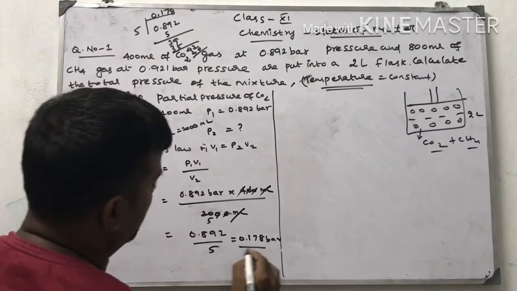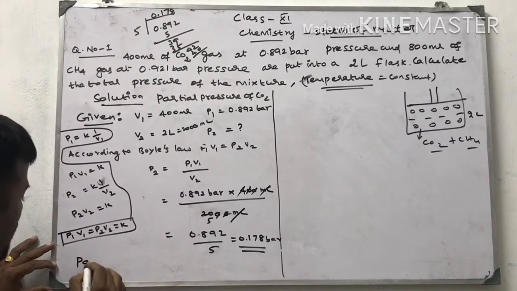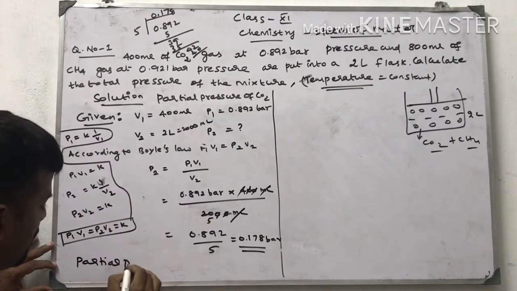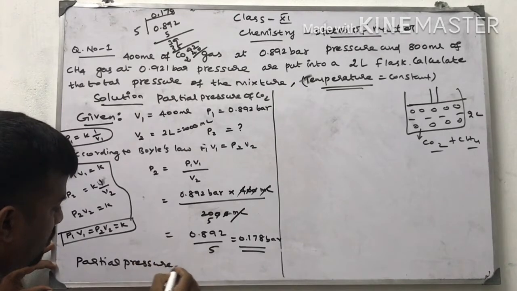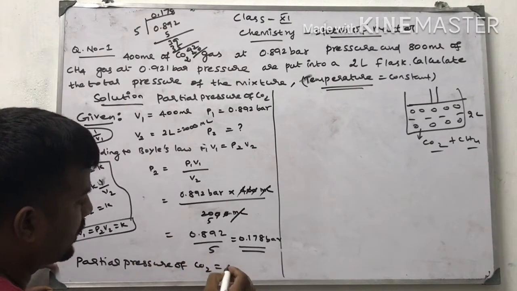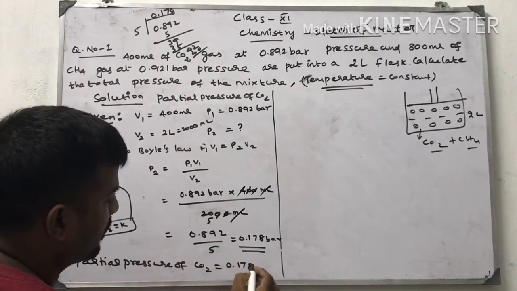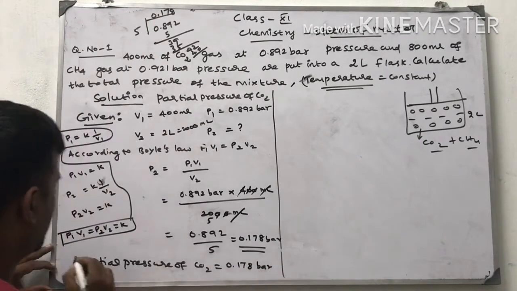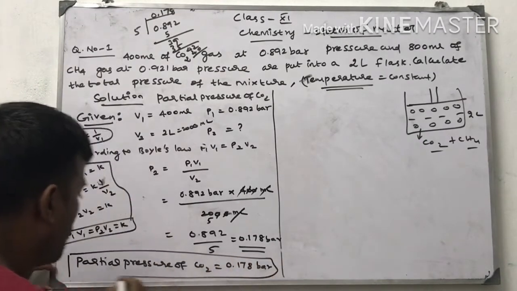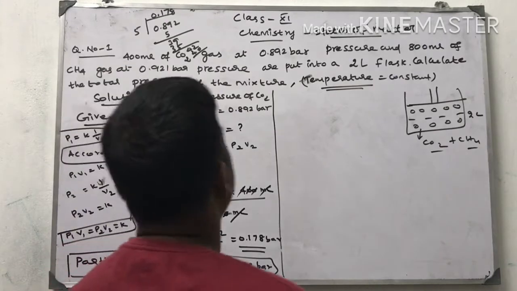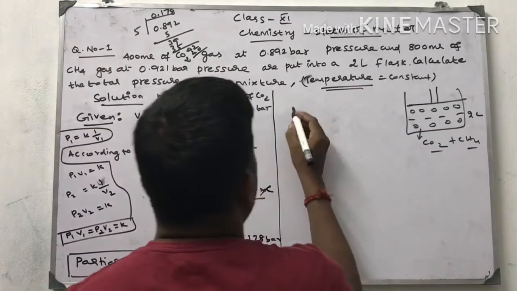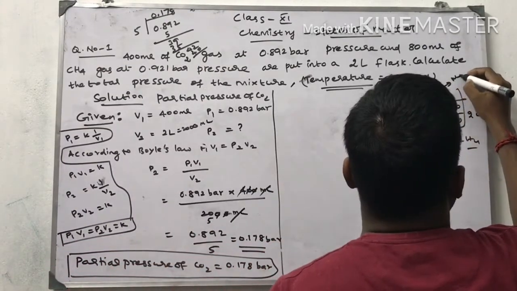So this is the partial pressure of carbon dioxide, equal to 0.178 bar. This can be achieved with the help of Boyle's law. Again we are going to find the partial pressure. This is a movable piston.